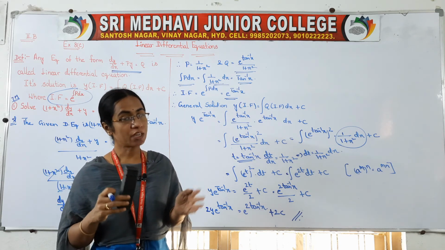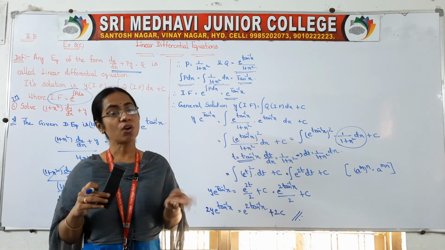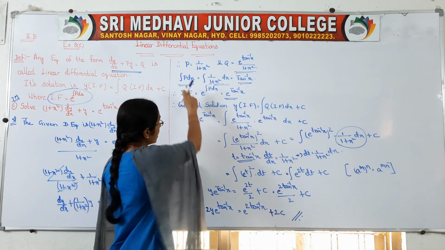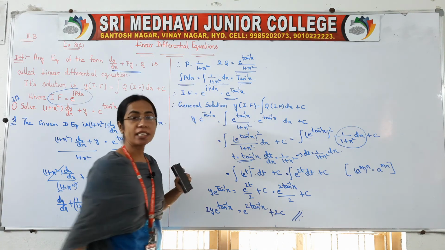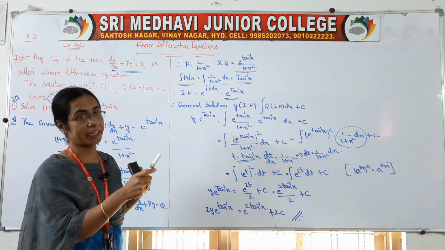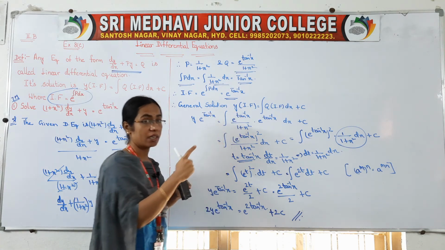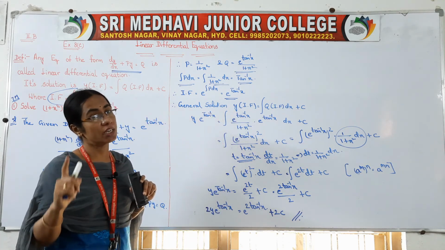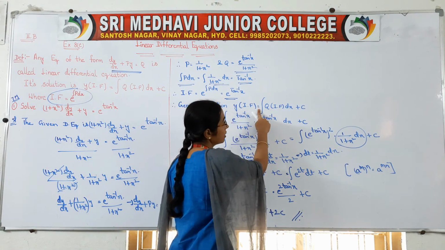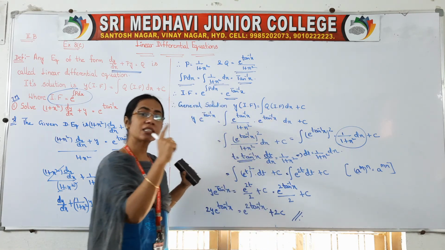Find out your p value, q value. Once you got your p value, find out the integral p dx value. Once you got the integral p dx value, find out the integrating factor. The integrating factor is e to the power of integral p dx. Then the general solution formula you have to learn by heart. The general solution for the linear differential equation is y into integrating factor is equal to the integration of q into integrating factor into dx plus c.